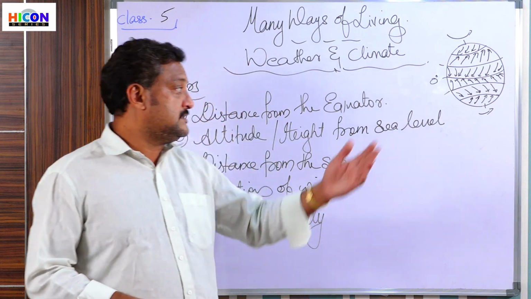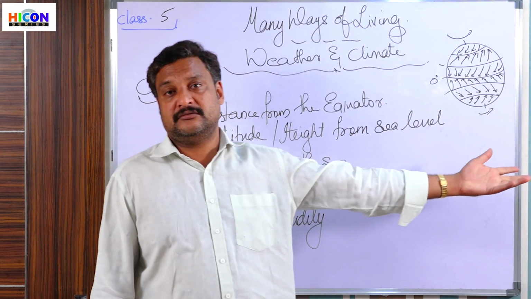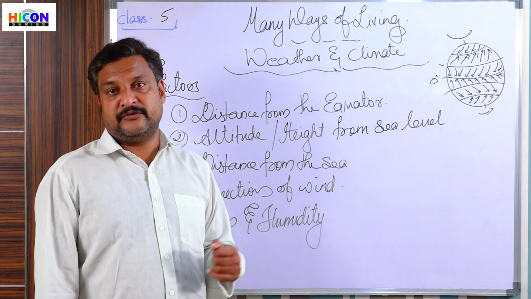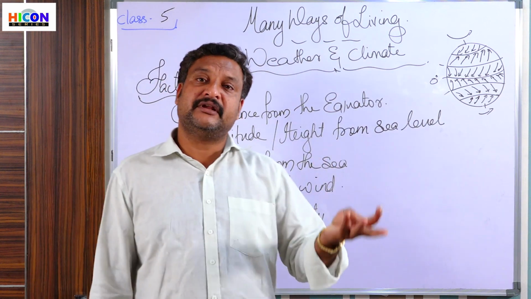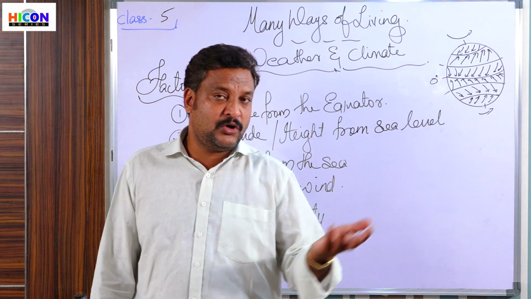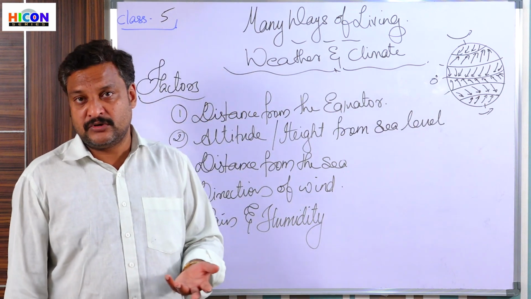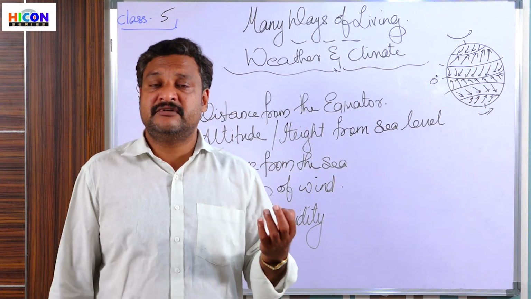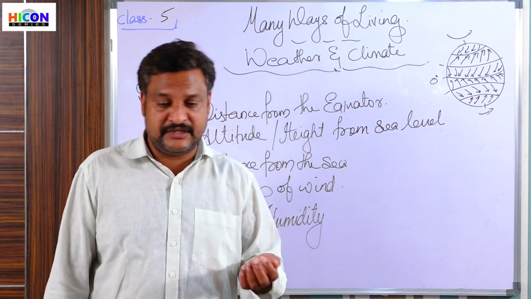Yeah, in some regions, like Assam, there is high rainfall, whereas in Rajasthan there is very little rainfall, isn't it? So the distribution of rain, just like that of temperature, is not uniform across the globe, and that is another factor which decides the climatic conditions of a region.